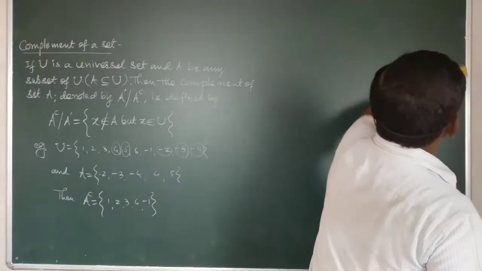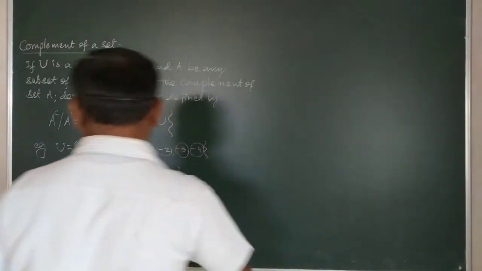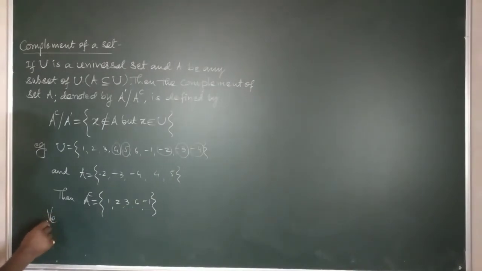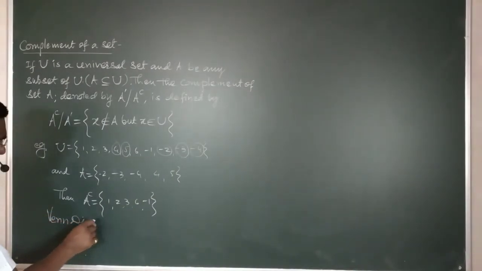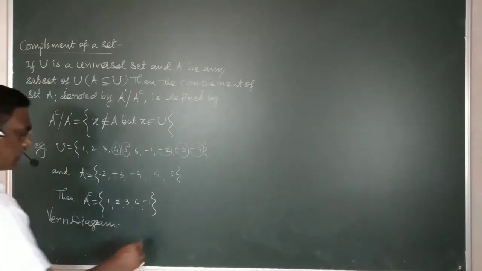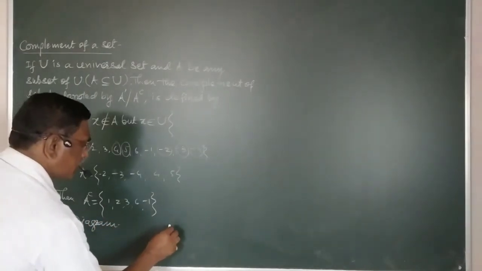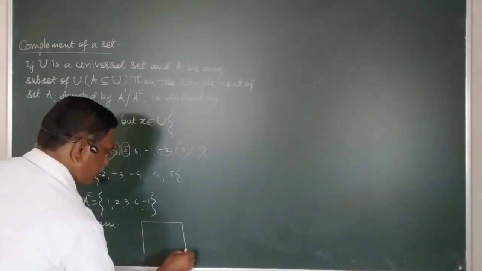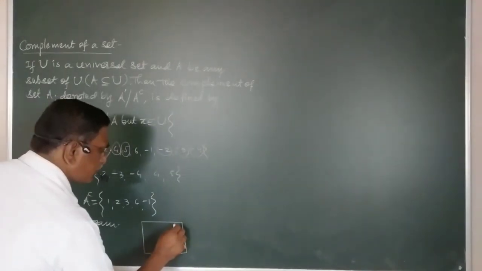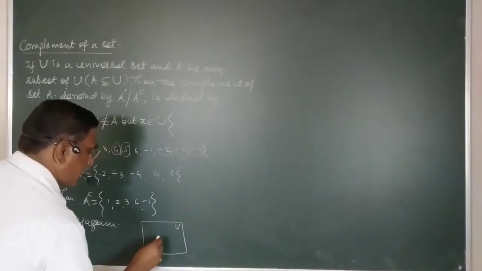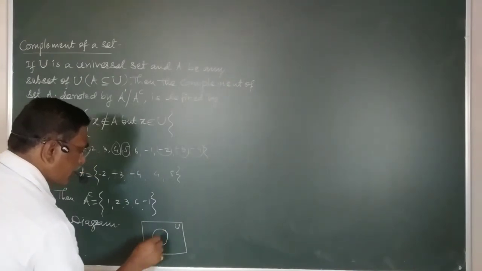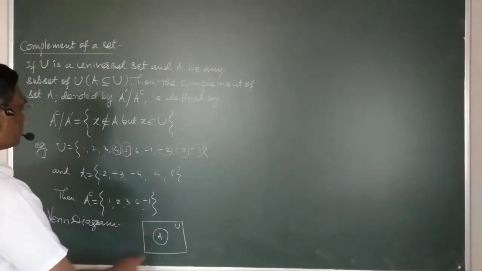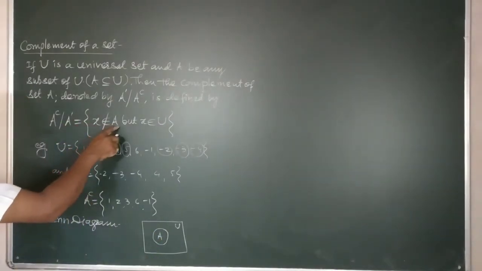Okay, and by using Venn diagram, how will you denote this one? By using Venn diagram. Okay, this is the Venn diagram. This is my U, and this is my A. Therefore, as per the definition, if this is my A and this is U, X does not belong to A but X belongs to U.